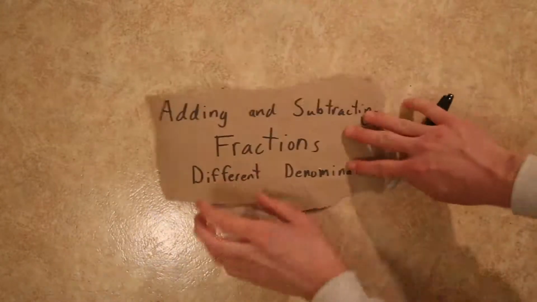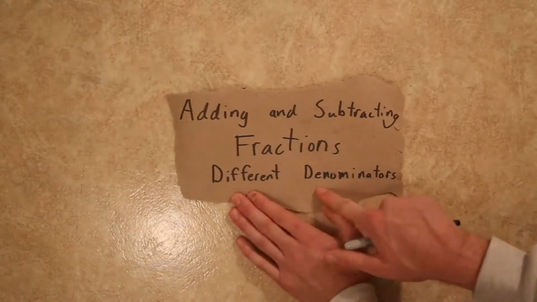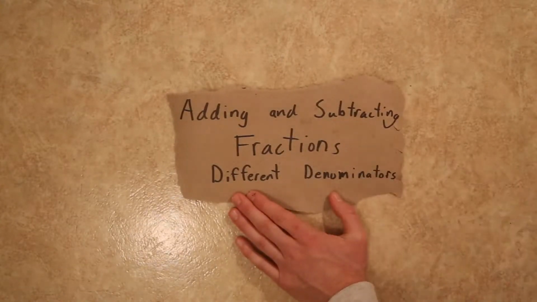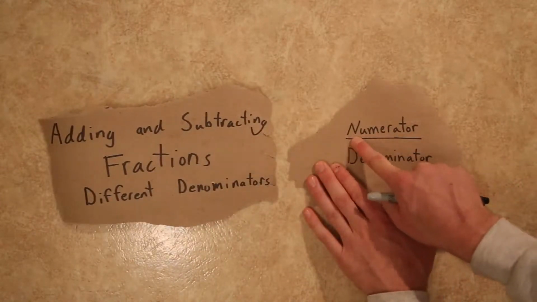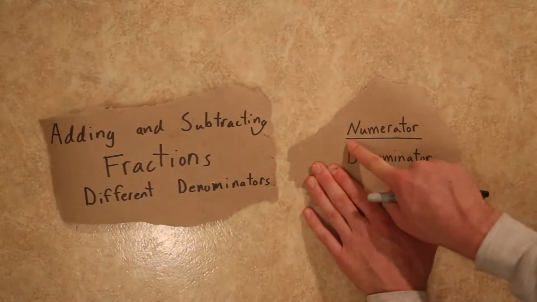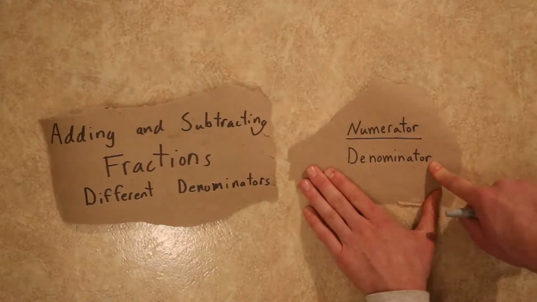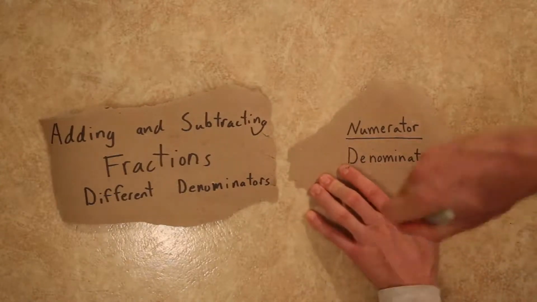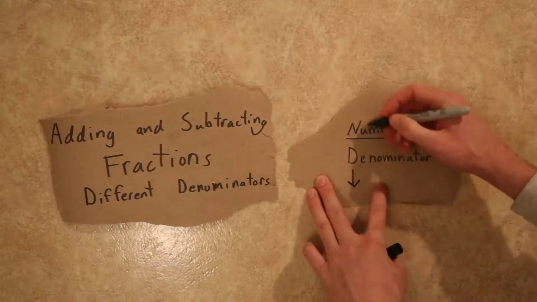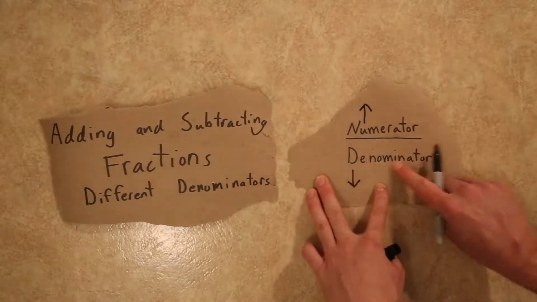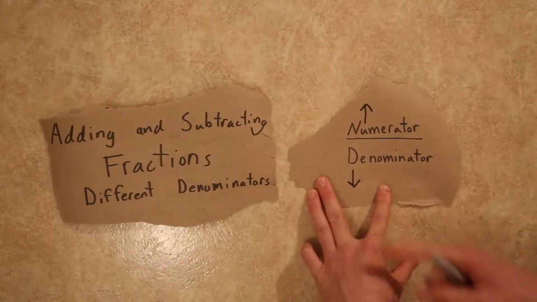It's time to work with adding and subtracting fractions with different denominators. Quick review. Numerator, number up, is the number on top of a fraction. Denominator is the number on the bottom, or D for, you guessed it, down. Number up, denominator down. Okay, let us look at the first problem.